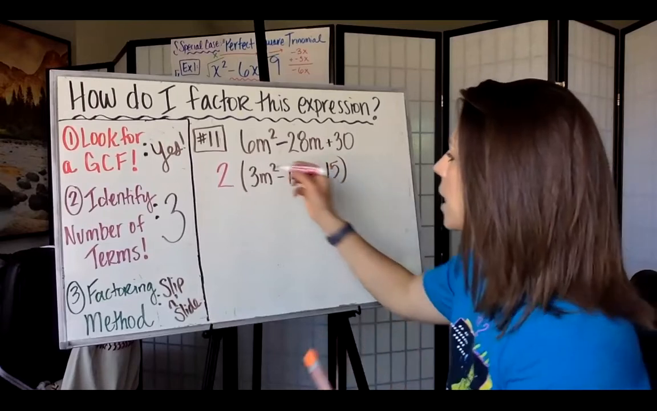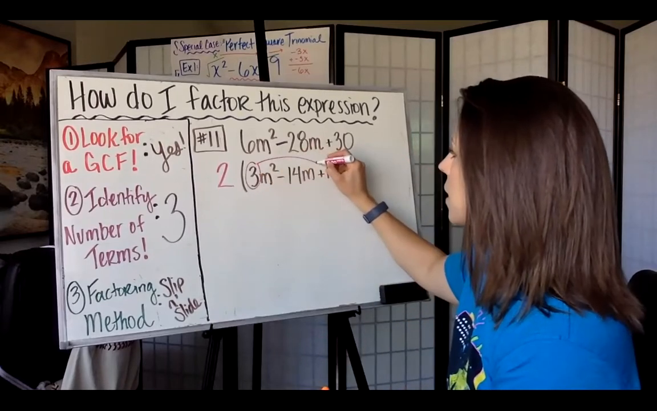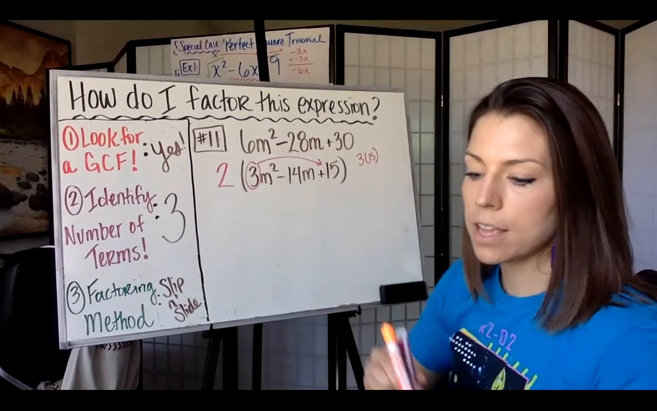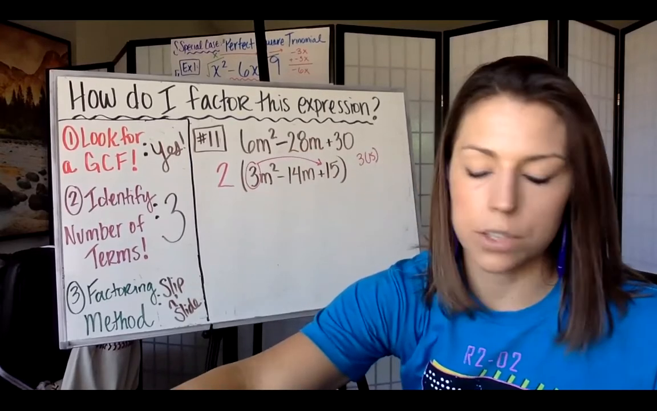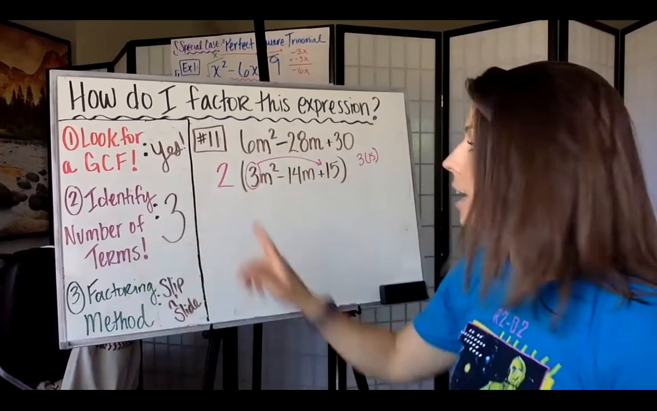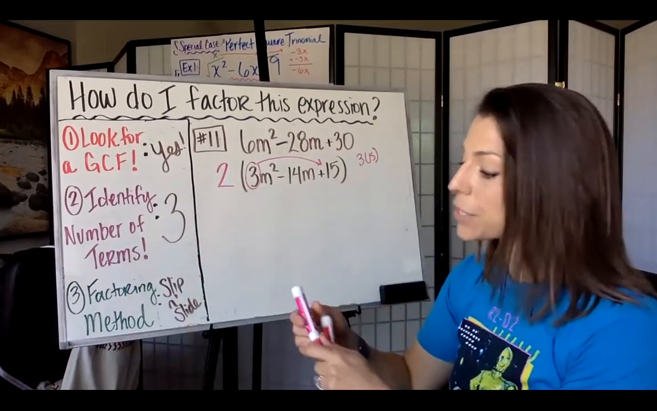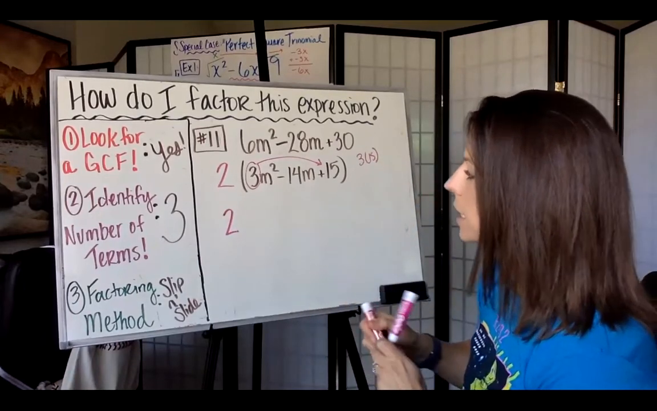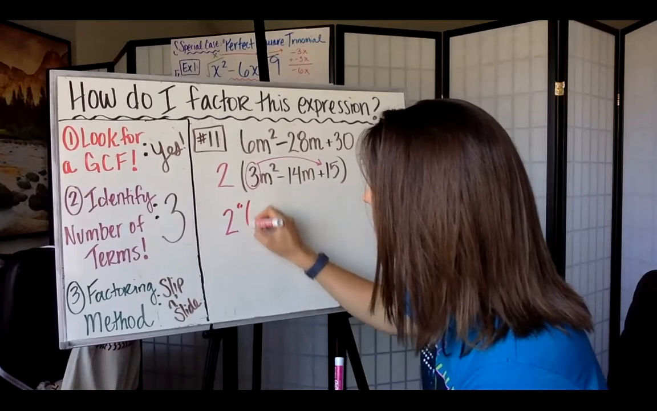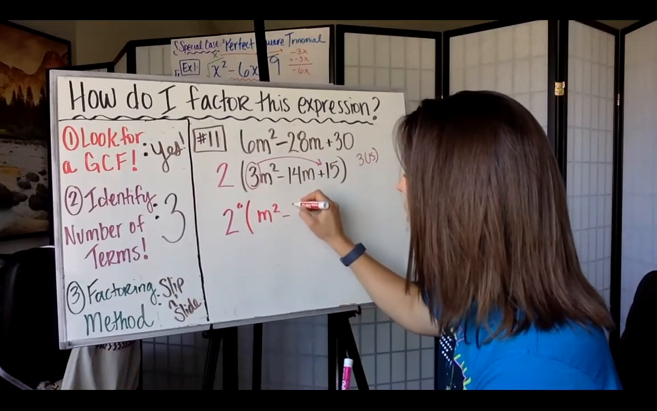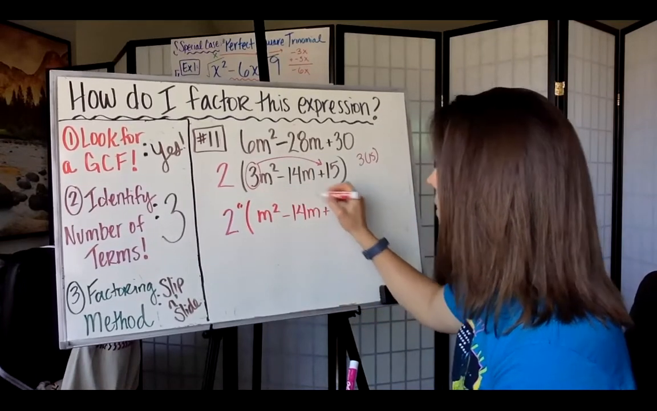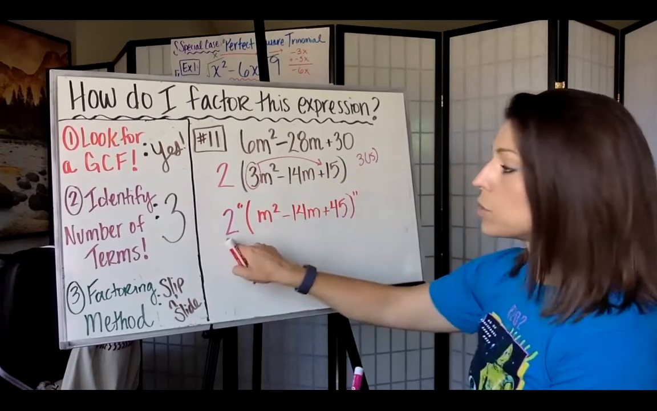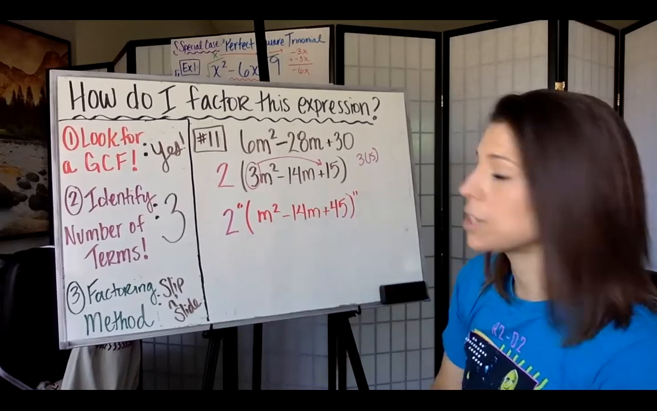First step in slip and slide, slip the leading coefficient down to the end. 3 times 15, which is 45. Now we are working in that alternate universe, but here's the thing, that 2 is still there. So when you're working in that alternate universe, you still have that 2. m squared minus 14m plus 45, since 3 times 15 is 45. So don't forget that 2, that's still part of your factor.